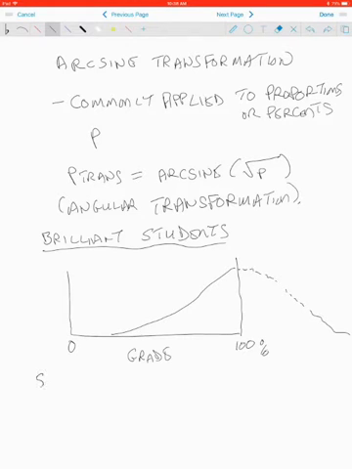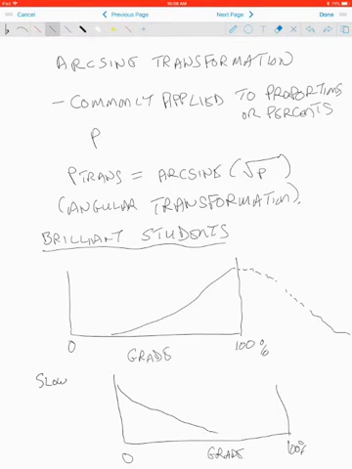Imagine another scenario where they aren't brilliant. They're slow, to be polite. This class is not very good this year. Different class, different year. And they all crash up against 0%, so now you get a distribution that's skewed to the right, a positive skew. It's not normally distributed.